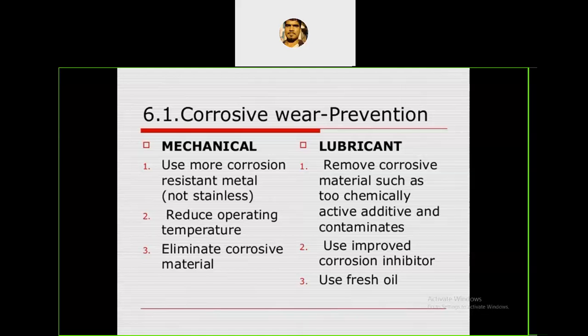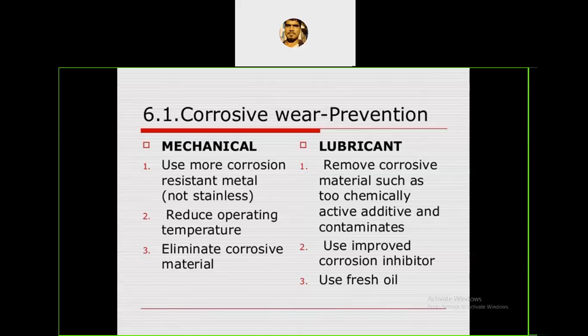That's one way. Next, reduce the operating temperature. Of course, operating temperature is also one factor which increases corrosion. If the temperature is higher, what happens when it comes into contact with the lubricant? Because of the high temperature, the lubricant may form moisture or water particles, and those water particles may destroy the surface by forming rust. So reduce the operating temperature, then it won't form any rust causing elements. And eliminate corrosive materials. If you have any corrosive materials, you have to eliminate those.